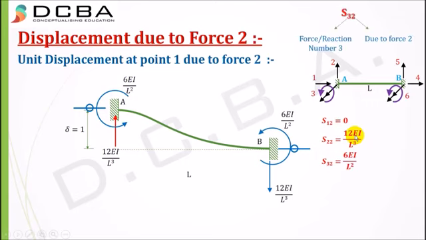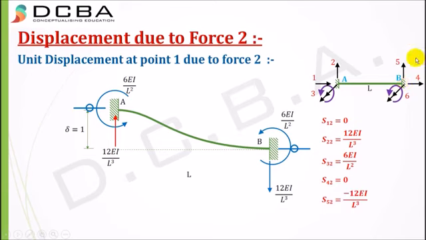S32 is force or reaction number 3 due to force 2. Now force or reaction number 3 is 6 EI by L square, and our positive moment is anti-clockwise. 6 EI by L square is also anti-clockwise, hence it is plus 6 EI by L square here. S32 is plus 6 EI by L square. S42 is 0 because there is no actual force at number 4. Actual force is 0.